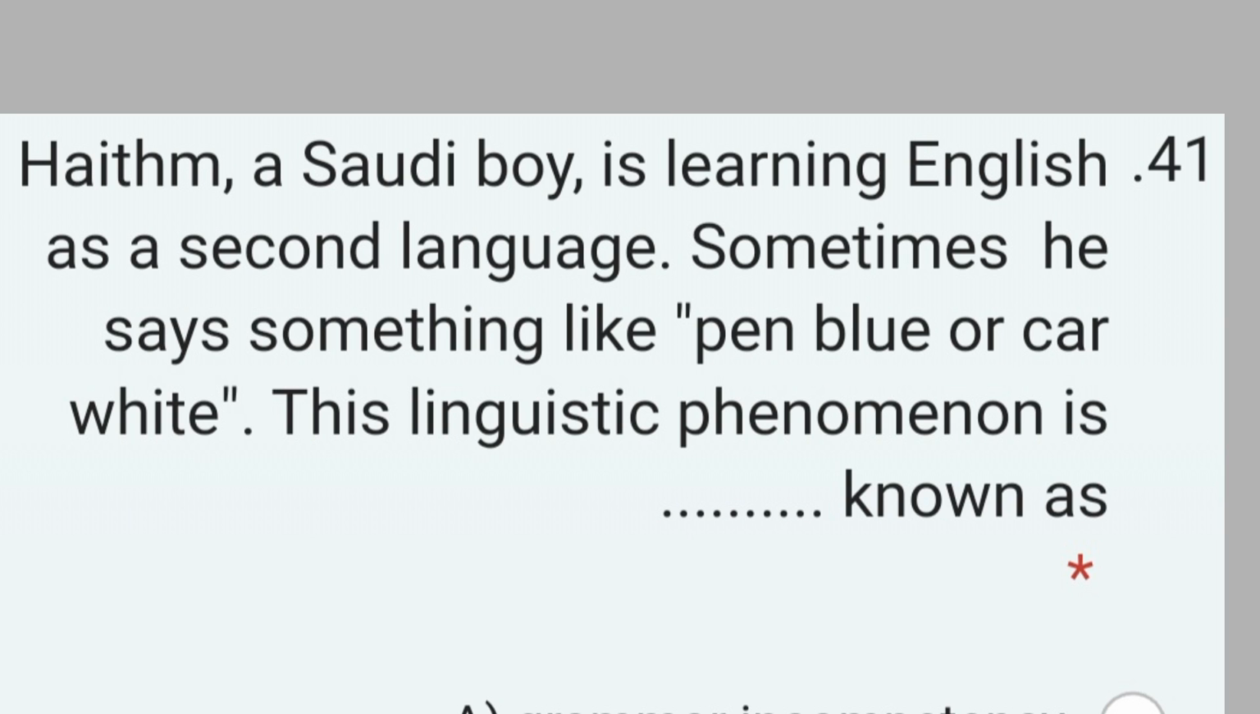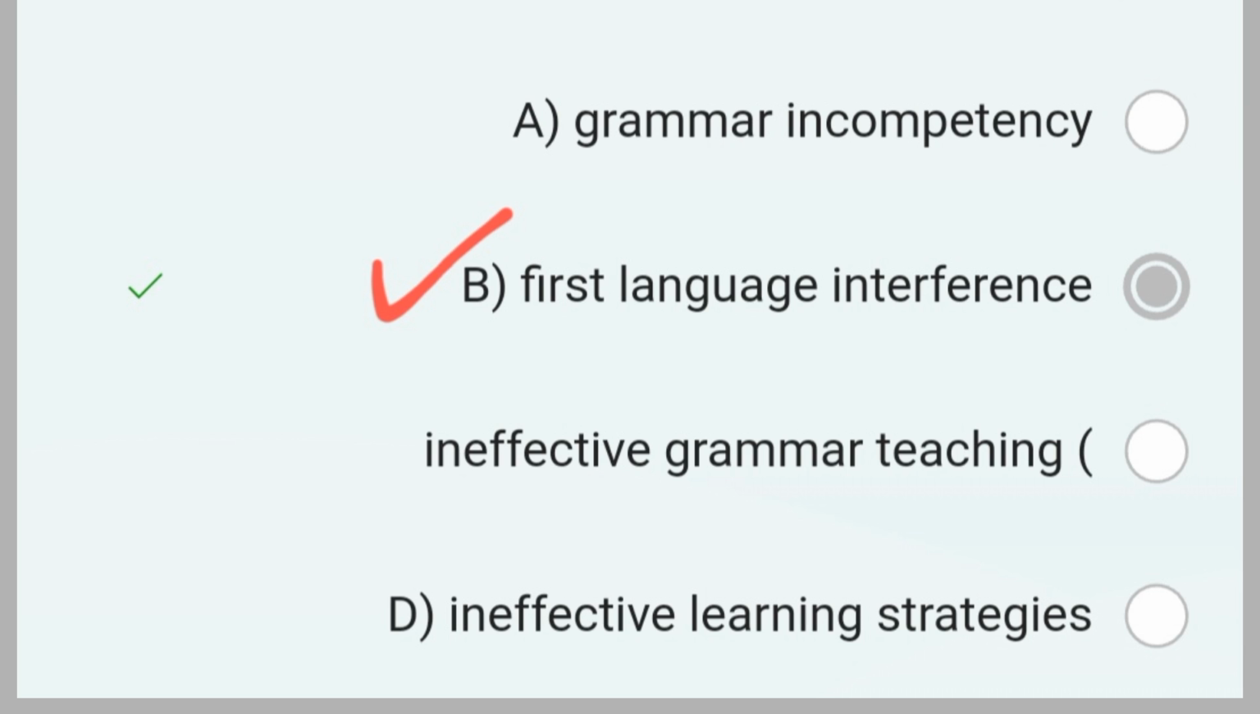41. Haytham, a Saudi boy, is learning English as a second language. Sometimes he says something like "pen blue" or "car white." This linguistic phenomenon is known as: A. Grammar incompetency. B. First language interference. C. Ineffective grammar teaching. D. Ineffective learning strategies.